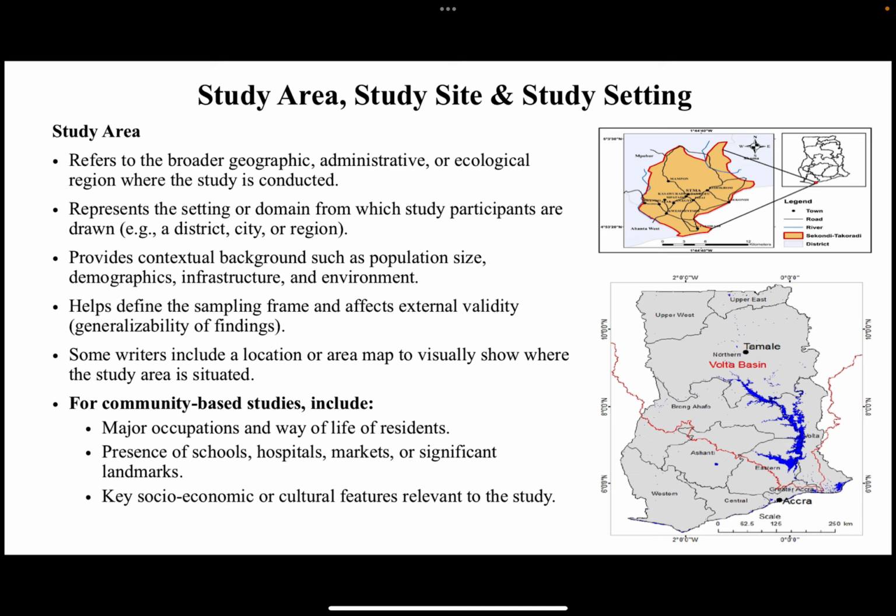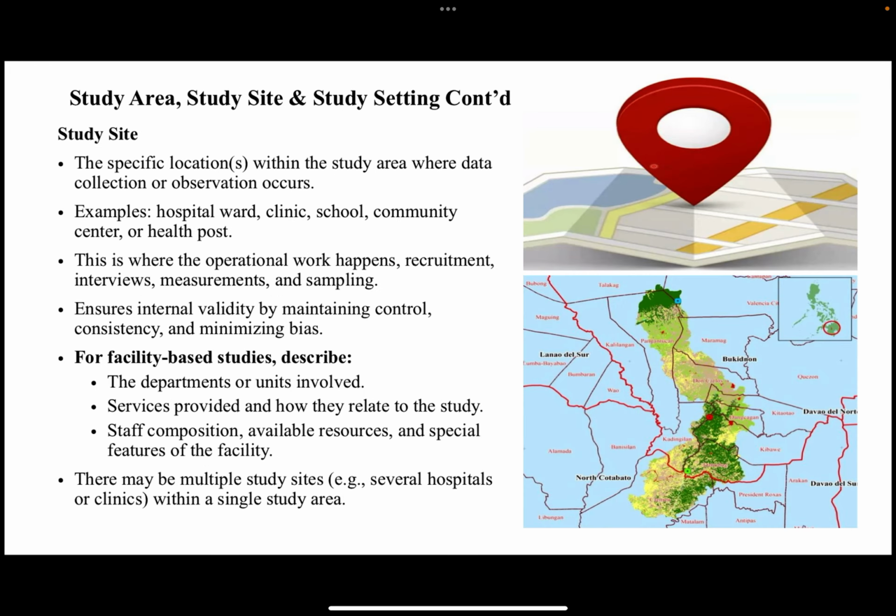For those of you who will be doing community-based studies, the study area is very important. At that level, you have to describe the major occupations of the residents in that area or district, the various schools in that district, the various hospitals, marketplaces, and any other significant landmark. However, the study site is the specific location within the study area.